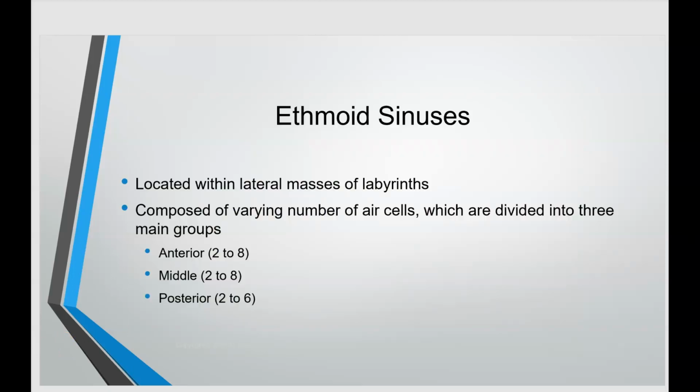Okay, lastly, we'll talk about the ethmoid sinuses, and those are located within the lateral masses of your ethmoid bone in your labyrinths. They're composed of a varying number of air cells, usually from 2 to 8, and they're divided into 3 separate main groups: anterior ethmoids, middle ethmoids, and your posterior ethmoids.